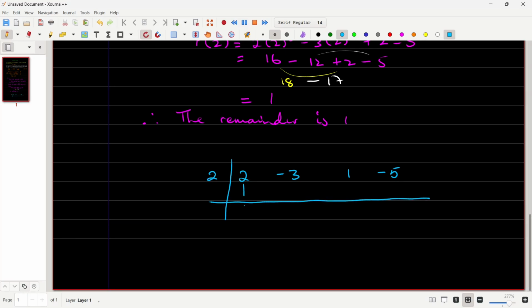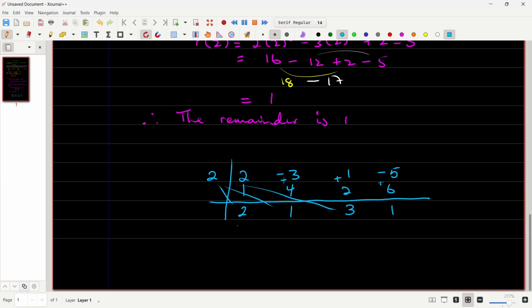So I'm going to bring down the 2. Then I'm going to multiply these 2, which is 4. Add these 2 together, which is going to be positive 1. Multiply these 2, which is 2. Add these 2 together, which is 3. Multiply these 2, which is 6. Add these 2, which is 1.